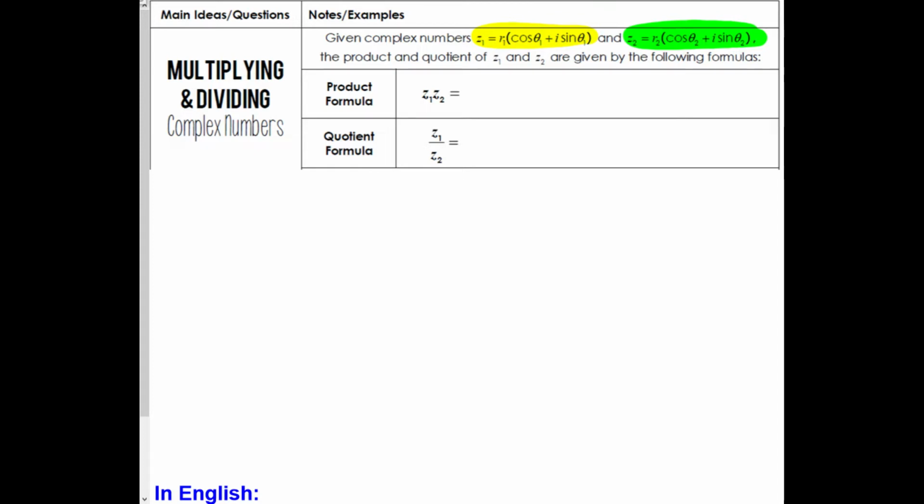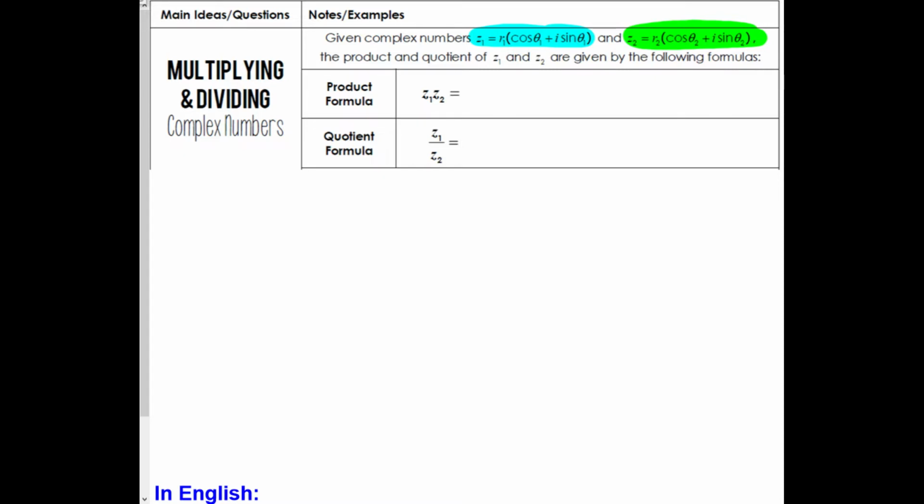Not that FOIL is the end of the world, but eventually we'll be looking at things bigger than just multiplying 2, maybe multiplying 3, maybe taking something to the third or the fourth or the fifth power. There are going to be very quick formulas we can use that are much faster than pulling out that binomial theorem and Pascal's triangle. So our product formula, once we have our two complex numbers in polar form, I'm going to go ahead and switch to blue. So we'll do blue and green here.